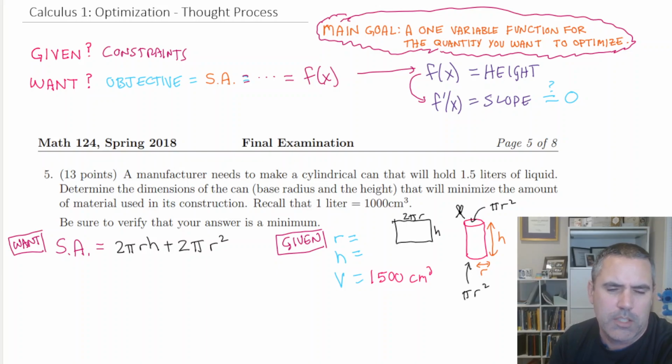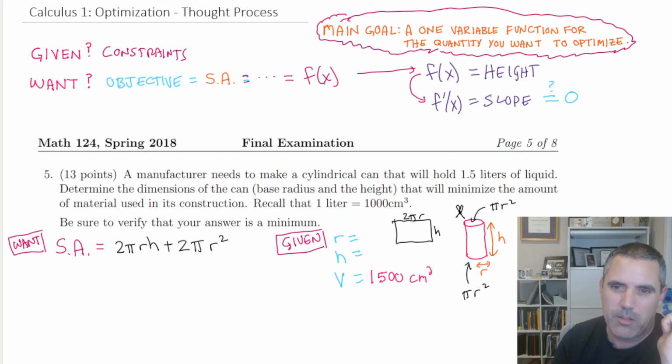I'm going to read it one more time, make sure I didn't miss anything. Imagine each cylindrical can. So again, I assume that means top and bottom. That will hold 1.5 liters. Okay, that's my constraint. Determine the dimensions of the can that will minimize the material used. So right away, you see the problem. Our guiding light is that we want a one variable function for surface area, and we currently have a two variable function for surface area.